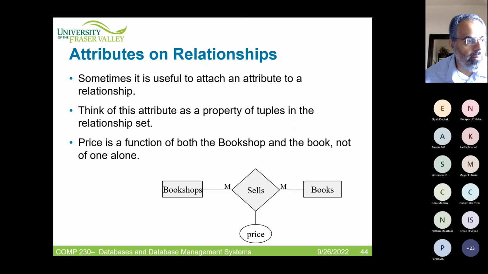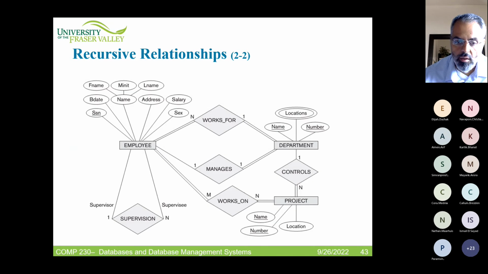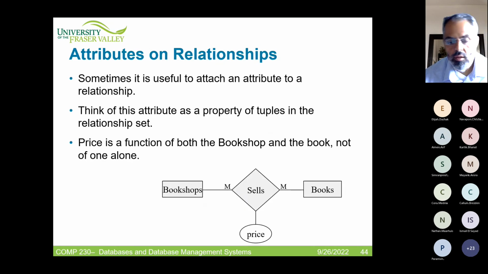I think the last part before we go to the weak entity is about attributes in relationships. Sometimes, as we have already discussed so far, attributes are part of an entity set, like here the employee attributes, the department attributes, the project attributes. But sometimes we will have an attribute that is related to a relationship, not to an entity.